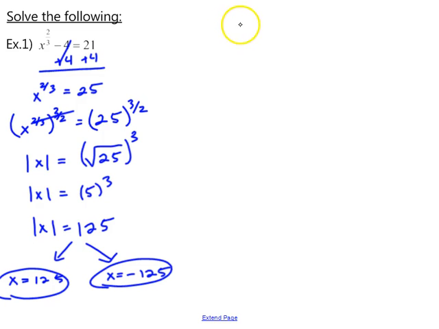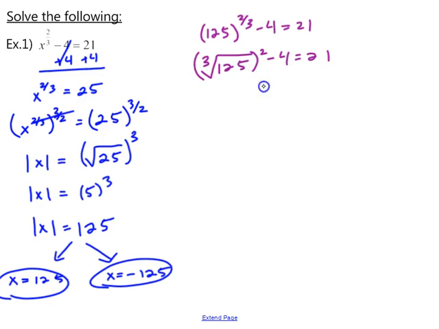So first, let's go ahead and substitute in the positive 125 for x. So again, 125 raised to the 2/3, we want to change that into radical notation. So we have a cube root of 125, all raised to the second power minus 4, and we want that to equal 21. The cube root of 125 is 5. 5 squared is 25. And 25 minus 4 is indeed 21. So this one checks out.